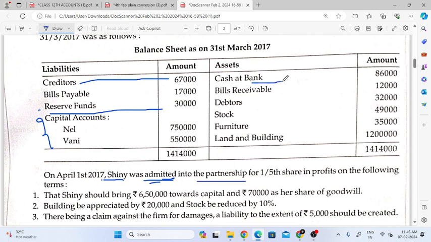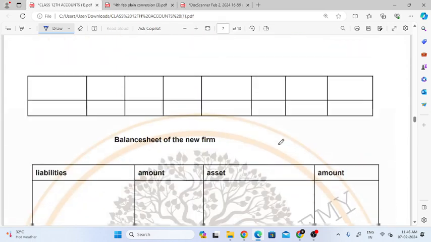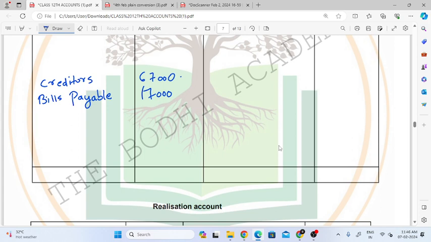The next, cash at bank. Now whenever we prepare admission of a partner, we have to remember that we have to add whatever a new partner is bringing, like the capital and the goodwill. The share of goodwill you have to add to the cash at bank. So I'm writing cash at bank at last in the asset part, because for cash at bank we have to add the goodwill and the capital amount. So cash at bank, the actual amount is 86,000. I'm writing it in the inner column so that we can add. There are more things over here, so then I'll take it on the outer column.